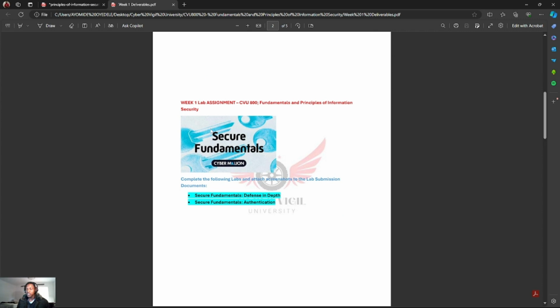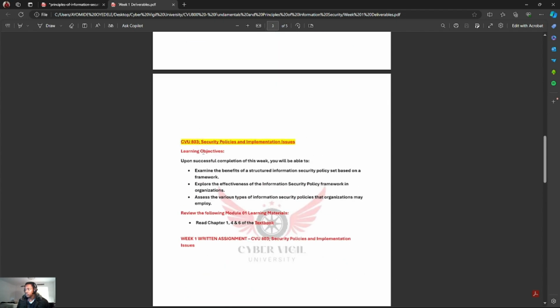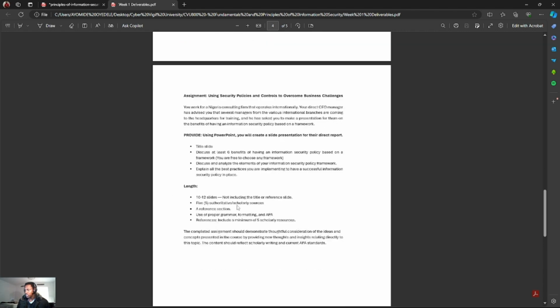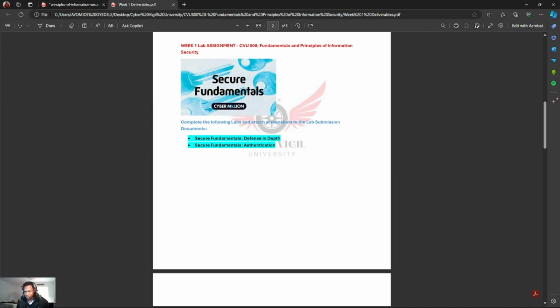The links I already sent, Cyber Million, where you have to register and then take this lab, the secure fundamentals, and what you should focus on is the secure fundamentals, defense in depth, and authentication, right? And then we have the 803, which will be coming next, and there we'll be reviewing chapters 1, 4, and 6 of the textbook. I already made the textbook available. Like I said, I will take questions for the next 2-3 minutes before we start the next class. So, any questions, anyone?